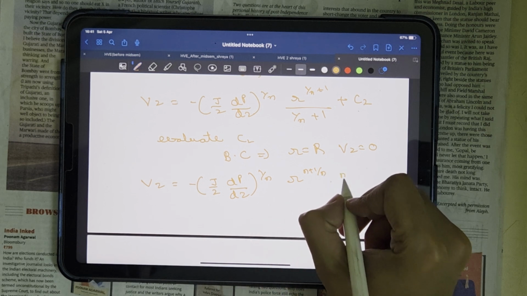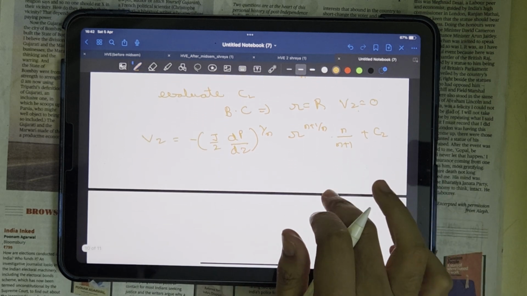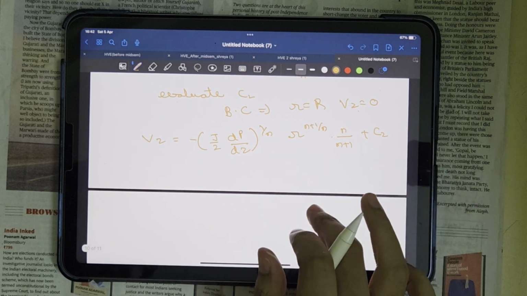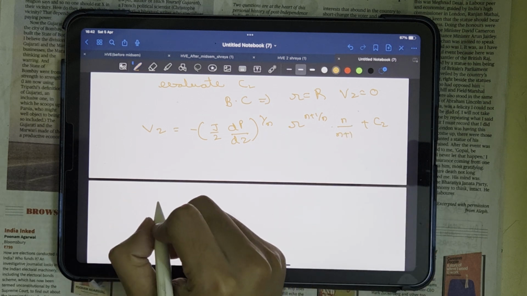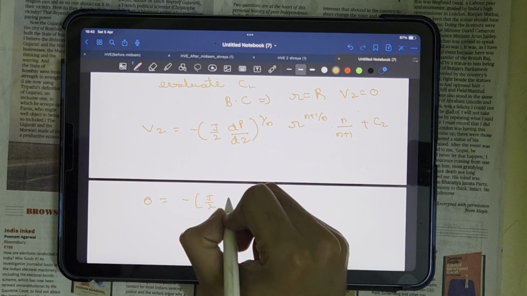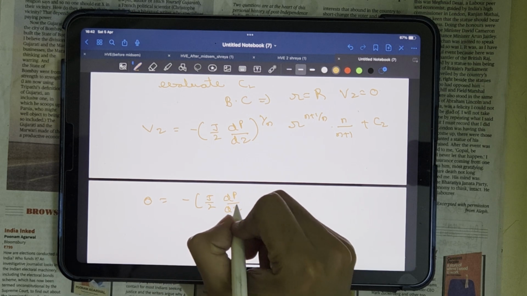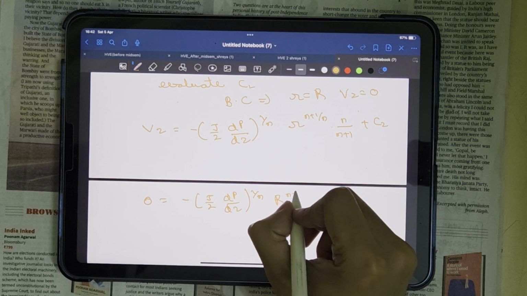Now we will put this boundary condition in the equation and we will simplify for c2. So vz becomes 0. So 0 is equals to minus j by 2 dp by dz whole power 1 by n r to the power n plus 1 by n into n upon n plus 1 plus c2.